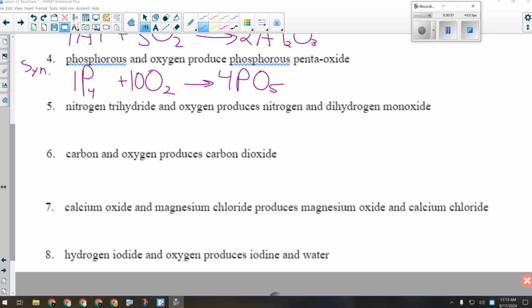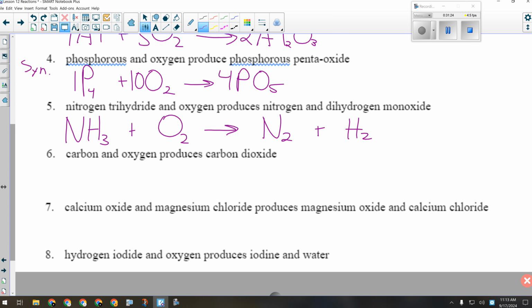All right, so on number 5, I have nitrogen trihydride, ionic or molecular? Molecular, okay, so how many nitrogens are there? 1. How many hydrogens are there? 3. Okay, and that's reacting with oxygen. What's that gonna look like? O2. Okay, and that's going to produce nitrogen. What's that going to look like? N2. That's one of the special ones. And this stuff called dihydrogen monoxide. That, I guess. Okay, they could have just said water, but whatever.